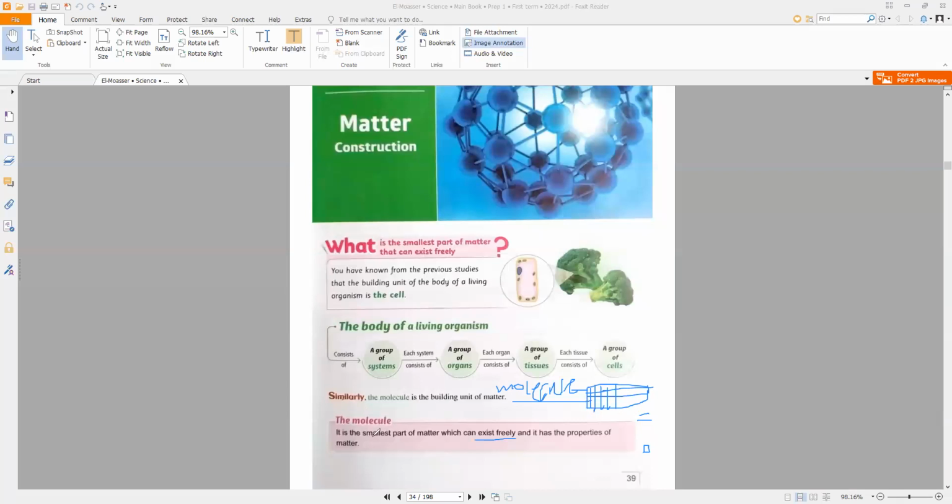Okay, so the molecule is the smallest part of matter which can exist freely and it has the properties of matter, and it is the building unit of matter. So the building unit of the body is the cell, and the building unit of the matter is the molecule.